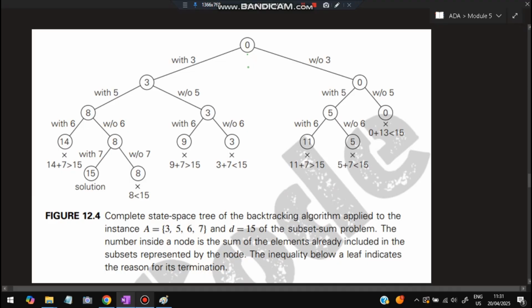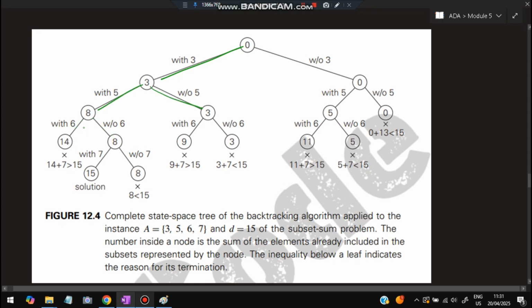How we will do it is, first we will not select any element. Then for 3, I can select it or not select it. There are two options, so we divide it. If I select 3, I have two options: select 5 or not select 5. If I select 5, I can select 6 or not select 6.